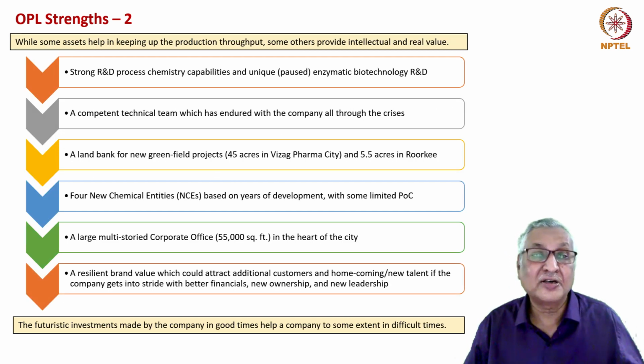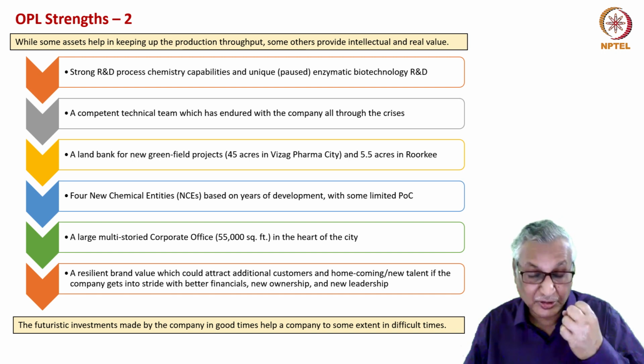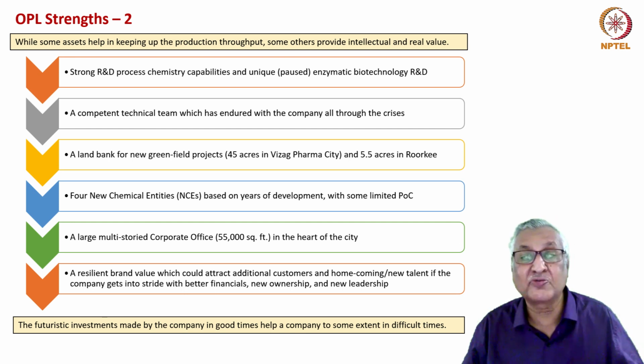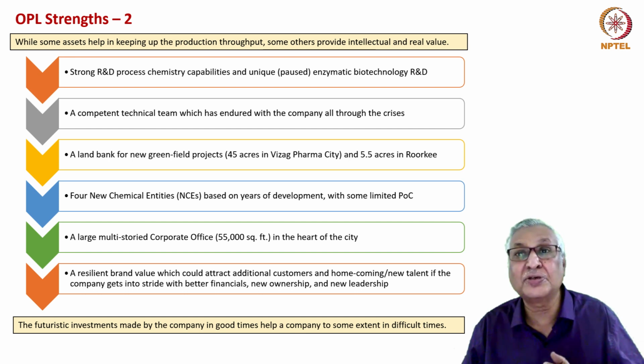Other strengths: strong R&D process chemistry capabilities, a competent technical team which stood with the company all through the crisis. A land bank for new greenfield projects, 45 acres in Vizag Pharma City and 5.5 acres in Roorkee. Four new chemical entities which could be further developed if desired. A novel antibiotic beta lactam molecule licensed to a company at the time called Allecra, and a large multi-storied corporate office in the heart of the city, a resilient brand value which could attract additional customers and homecoming new talent if the company gets into stride with better financials, new ownership, and new leadership.